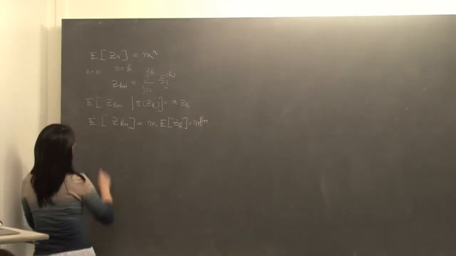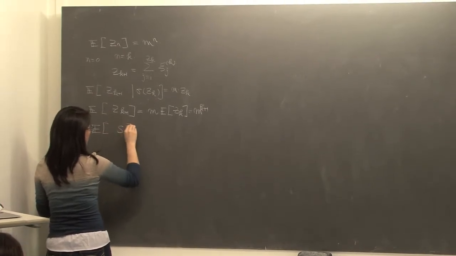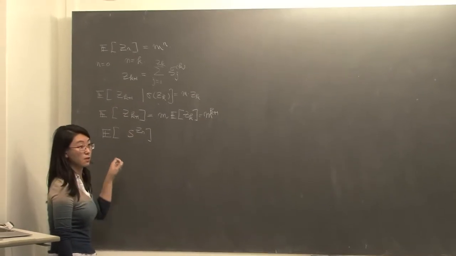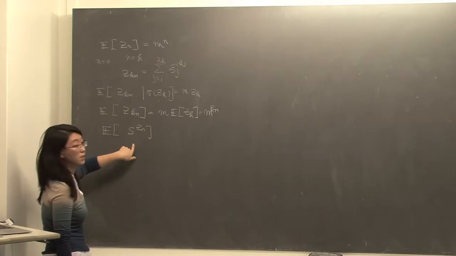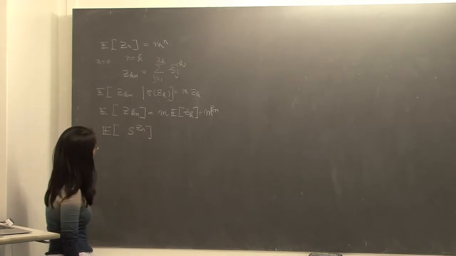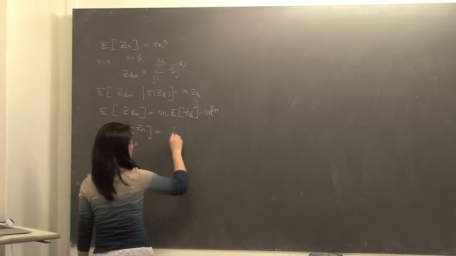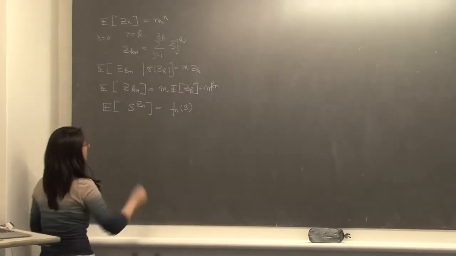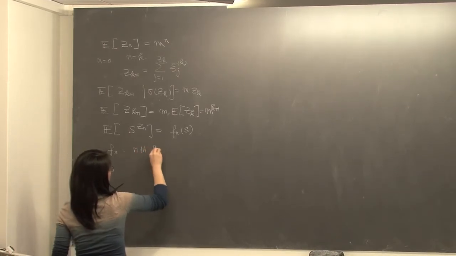And next, we want to calculate the generating function of Zn. Here s is a fixed number in 0 and 1. We want to calculate the generating function of Zn. And we will prove by induction that this generating function of Zn equals Fn(s), where Fn is the n-fold composition of F.